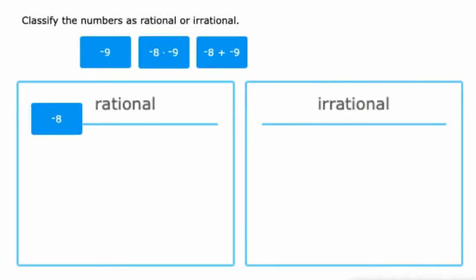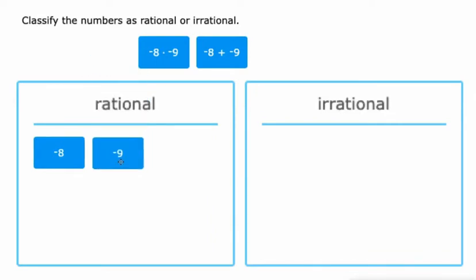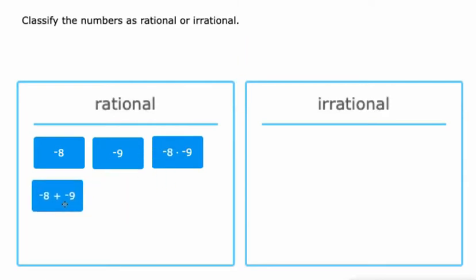Negative 8, well, that's an integer, and integers are rational. Negative 9, that's an integer, and integers are rational. Negative 8 times negative 9 is just 72, and that's rational. And negative 8 plus negative 9 is negative 17, and that's rational. All of these are rational.